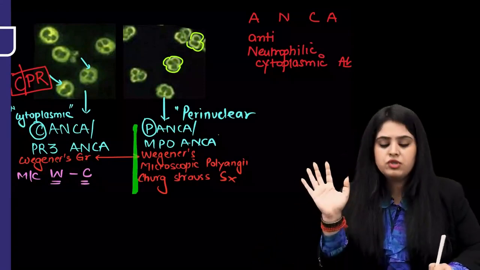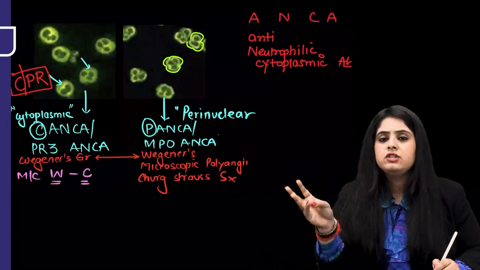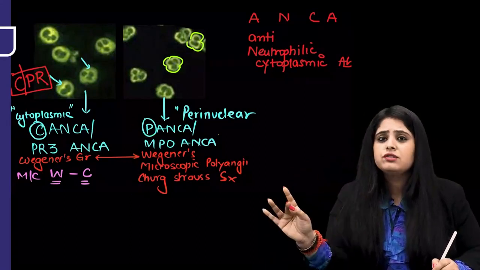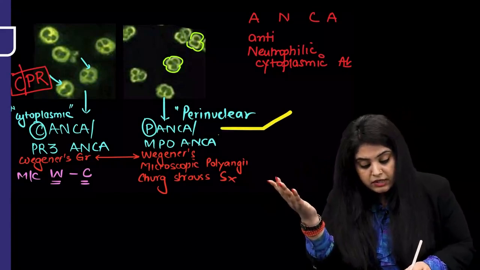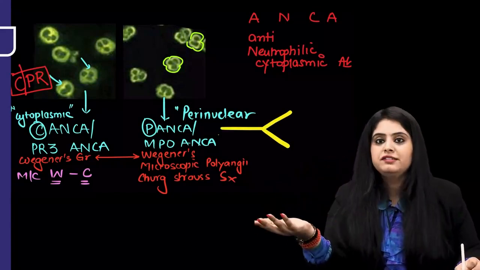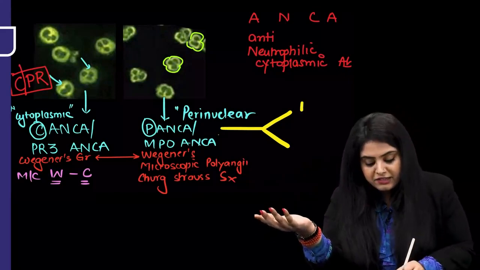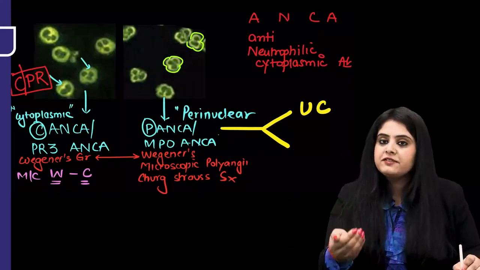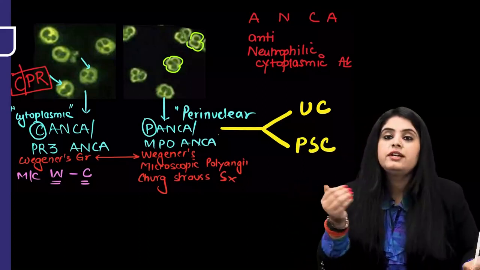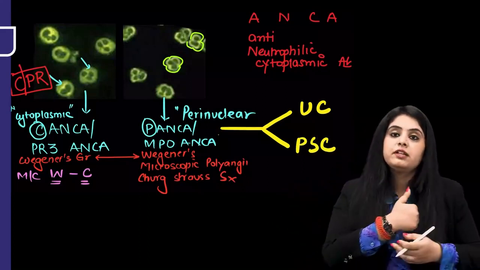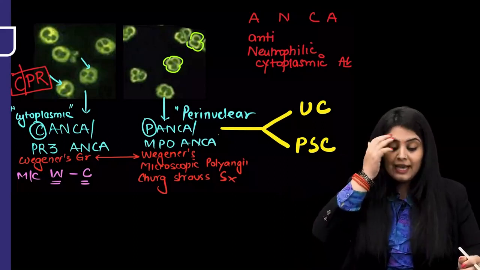Everything is in P ANCA. I call it pan ANCA. Wegener's, microscopic polyangiitis, Scherk-Strauss syndrome, everything comes under P ANCA. In fact, there are two conditions outside blood vessels that also have P ANCA. One is a disease of the intestine, ulcerative colitis, which also has P ANCA, and primary sclerosing cholangitis in the liver. Repeating, primary sclerosing cholangitis also has a P ANCA.